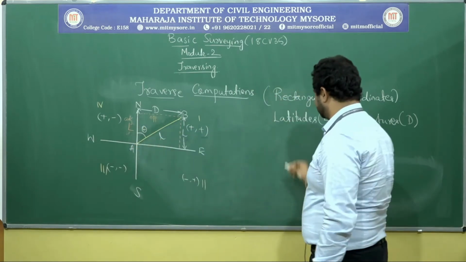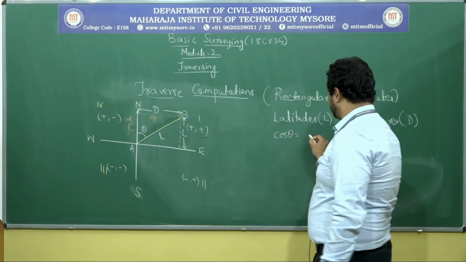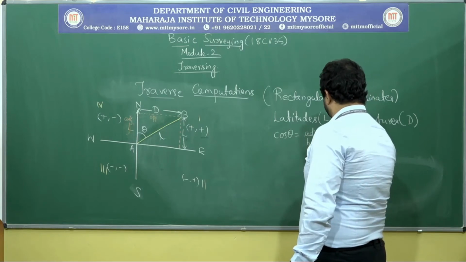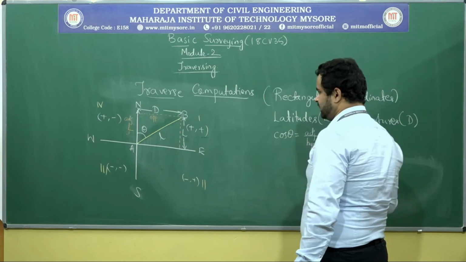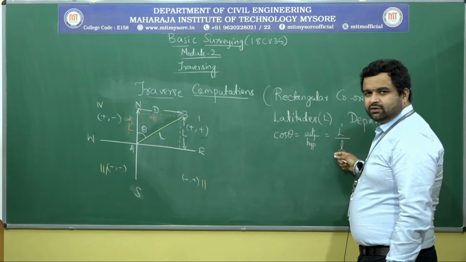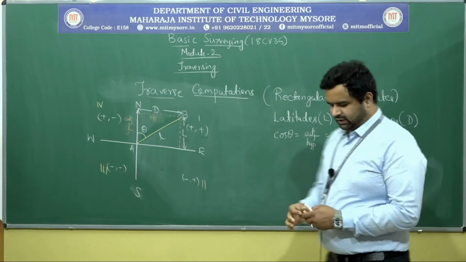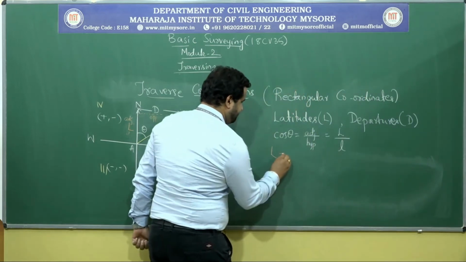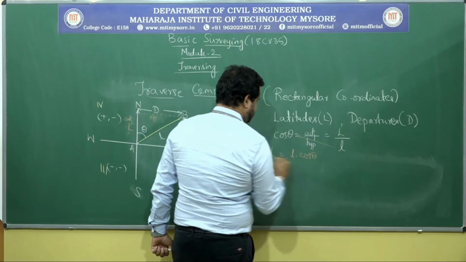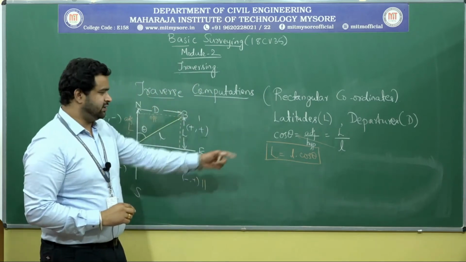So, I can use the cos function, that is cos theta is equal to adjacent by hypotenuse, that is equal to L divided by small l, where small l is the length of the survey line and capital L is the latitude of that particular survey line. So, you can write L is equal to l into cos theta.